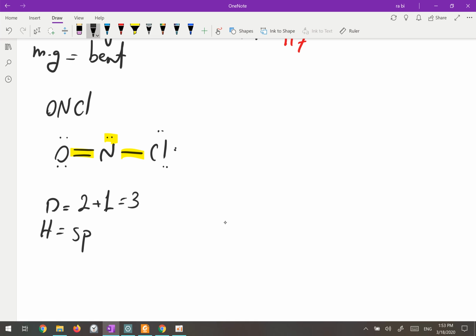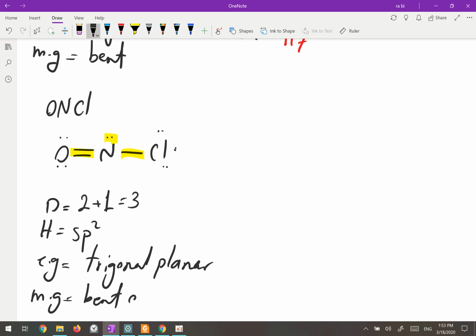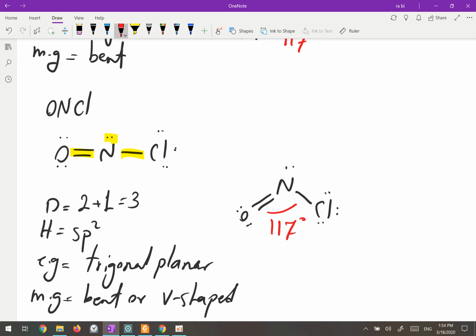Hybridization is sp2, exactly the same as the molecules that we have above. Electronic geometry is trigonal planar. Molecular geometry is bent or V-shaped. And you have N, one domain with Cl, one domain is double bond with oxygen. You have one domain here which is lone pair there. Okay, and the angle again from 120 decreases to around 117.